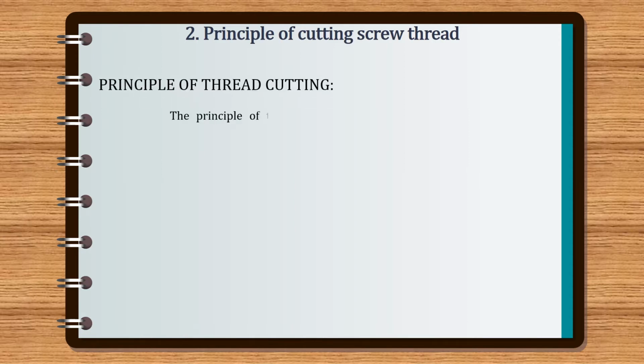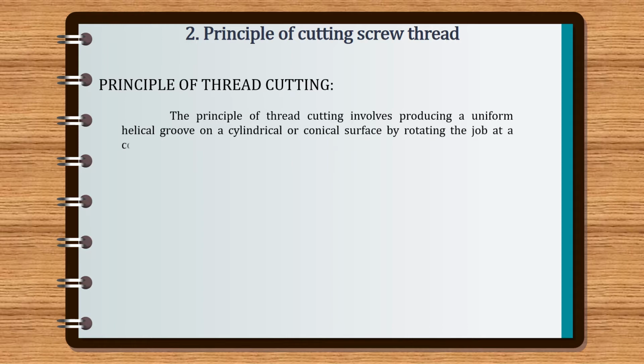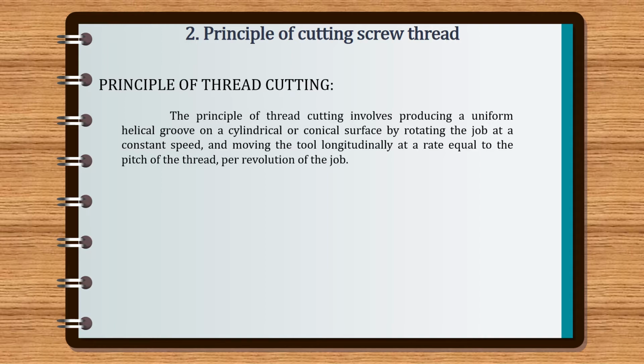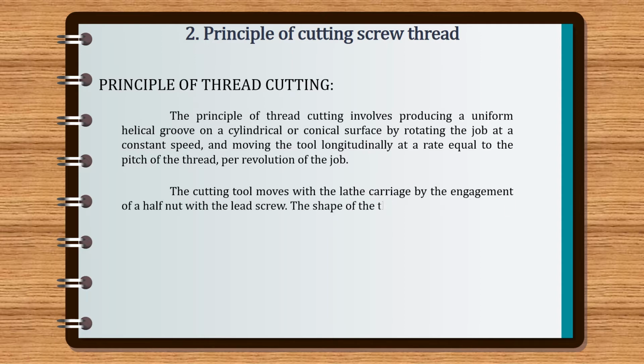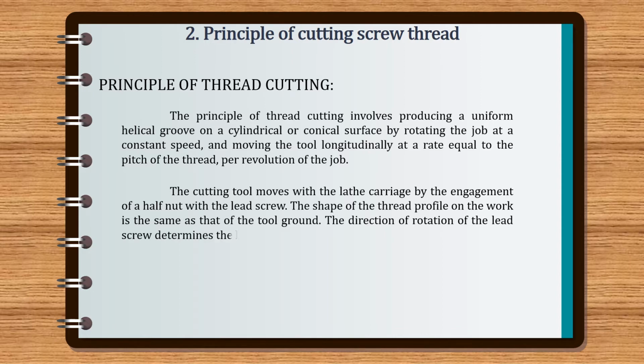The principle of thread cutting involves producing a uniform helical groove on a cylindrical or conical surface by rotating the job at a constant speed and moving the tool longitudinally at a rate equal to the pitch of the thread per revolution of the job. The cutting tool moves with the lathe carriage by the engagement of a half nut with the lead screw. The shape of the thread profile on the work is the same as that of the tool ground. The direction of rotation of the lead screw determines the hand of the thread being cut.